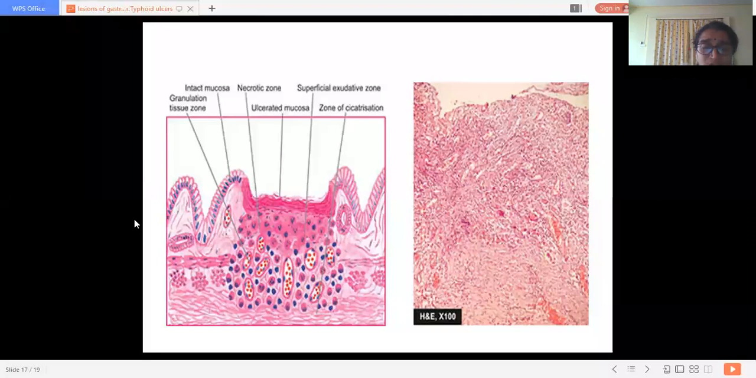Similar changes you can see in gastric ulcers also, typhoid ulcers and gastric ulcers. There are zones: necrotic zone, exudative zone, zone of cicatrization, and granulation tissue zone. These four zones we have already discussed for stomach ulcers or gastric peptic ulcers. Similar lesions happen in typhoid ulcers.